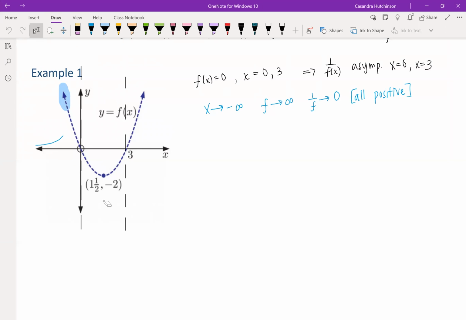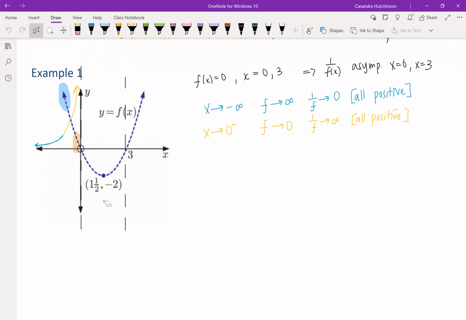It's approaching 0. That's all I have from this information. Next, let's focus on what happens as we get close to this asymptote coming from the left. So as x approaches 0, but from the left-hand side, my graph is positive and it's getting close to 0, which means the reciprocal function is getting close to infinity, and these are all positive. So this is going up towards infinity.